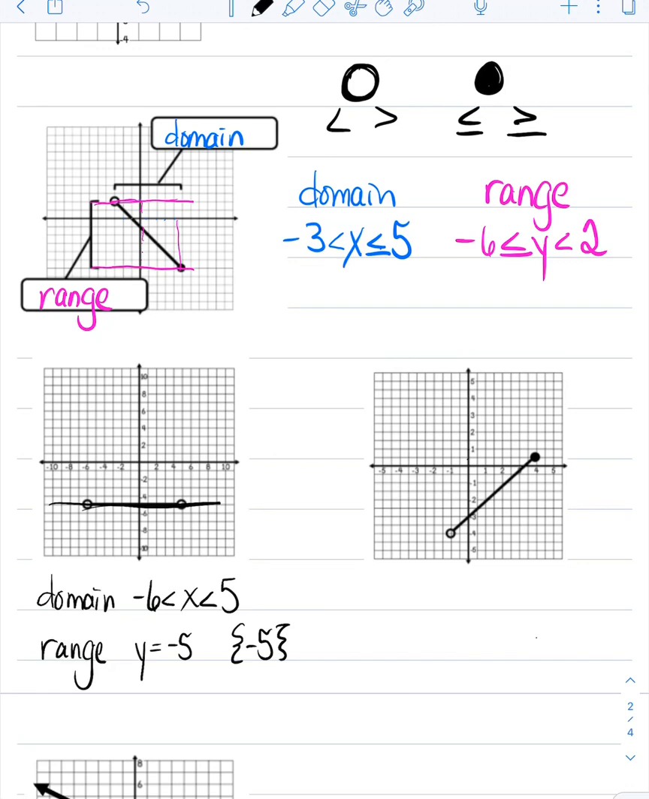Now let's look at the next one. So first I'm going to start with my domain. The domain is your x values. So we go from least to greatest. So -1, greatest is 4. I see an open dot on the -1, so x is greater than -1. And I see a closed dot above the 4, so x is less than or equal to 4.